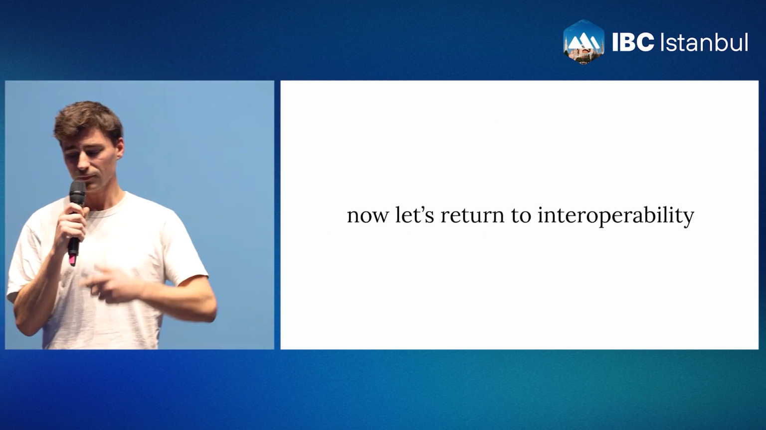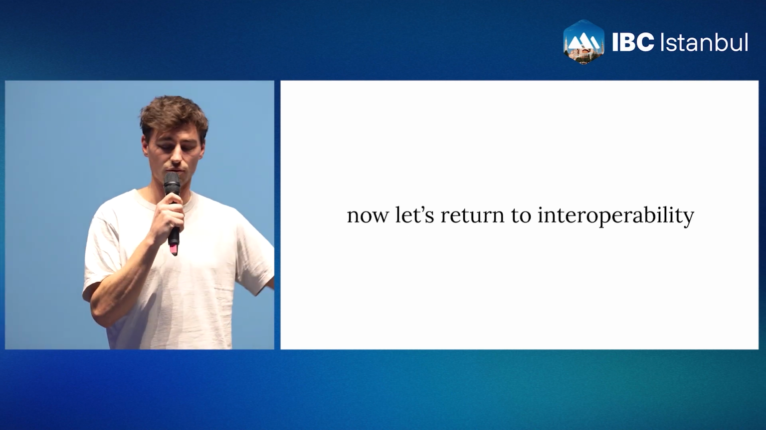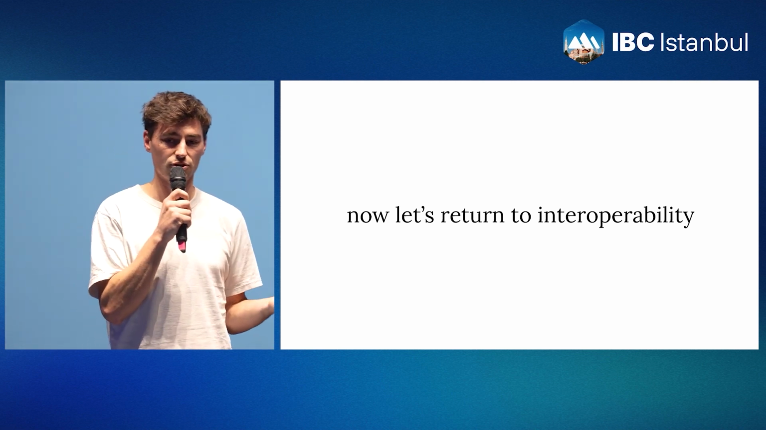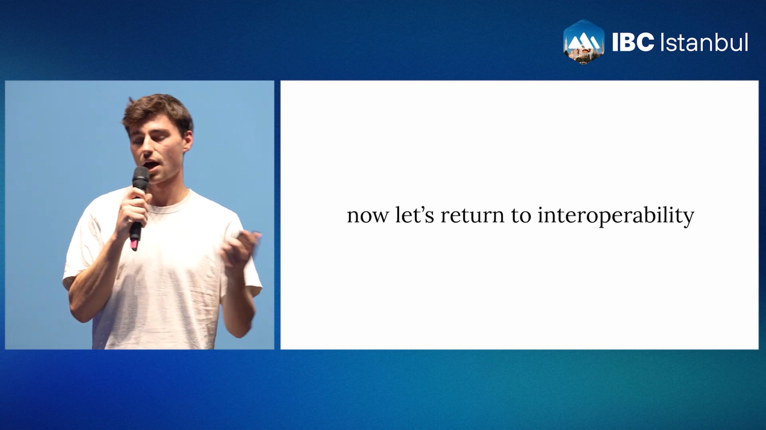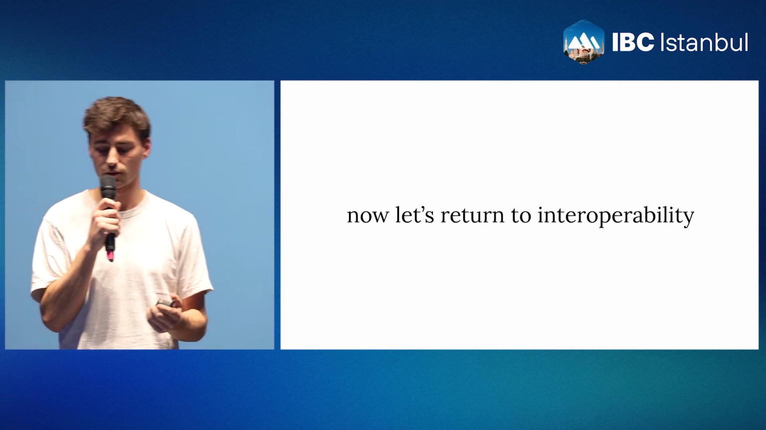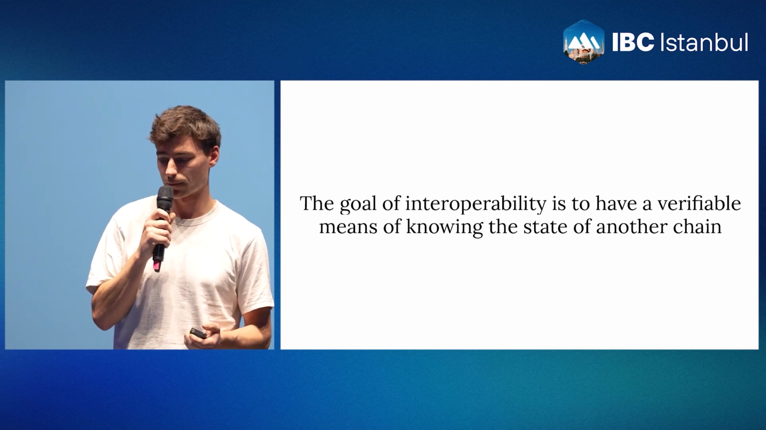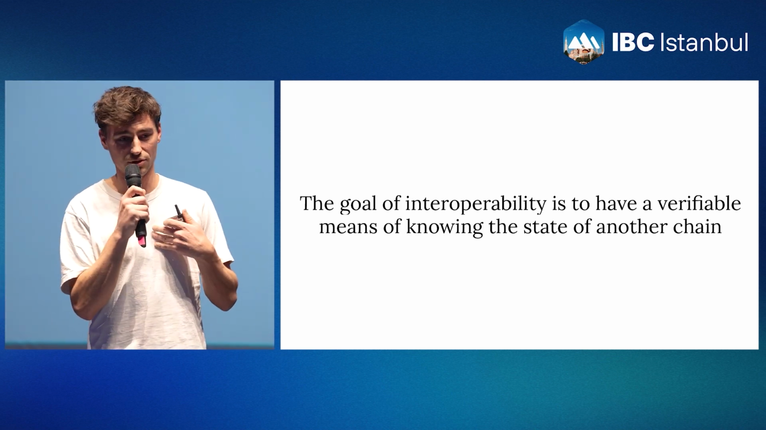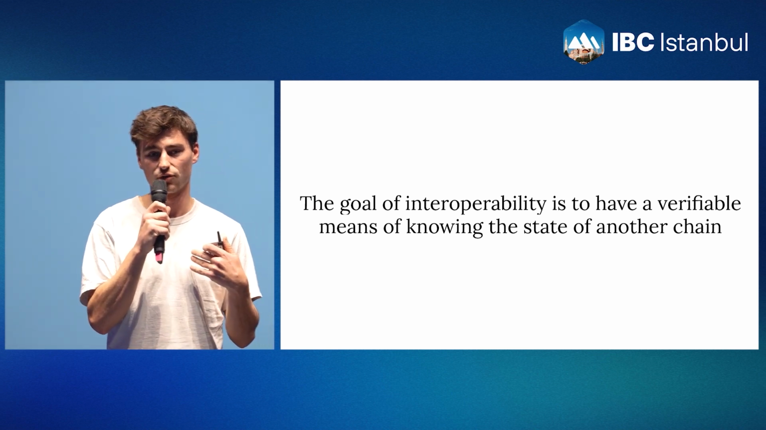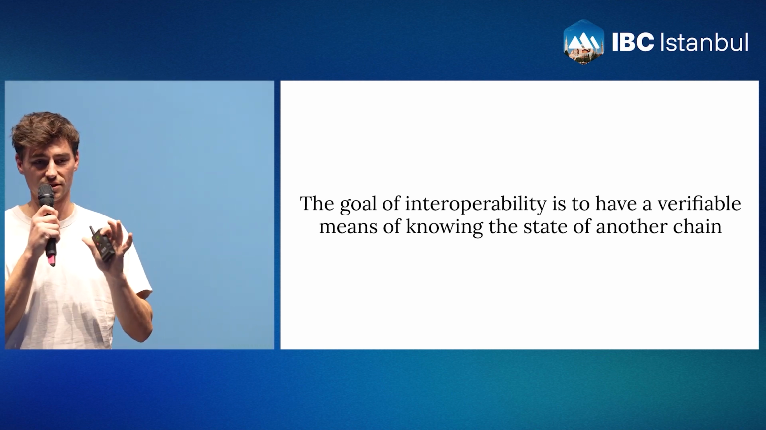But now we've talked about that, let's turn to the interoperability aspect. So how do we solve this where we have this current ecosystem of a lot of consensus-based nodes? How are they now going to talk with this growing ecosystem of rollups? At least my take on this is that the goal of interoperability is to have a verifiable means of knowing the state of another chain. That is the single most important thing.